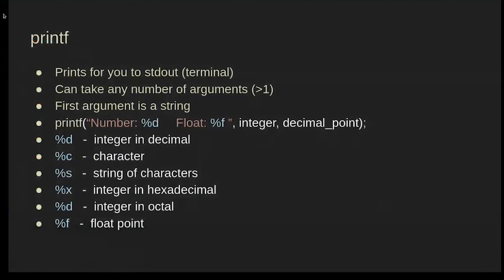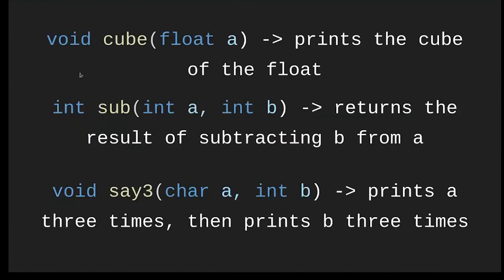I'll do them myself as well, as I said, at the end of the week in a separate video. The first one, a void cube, which takes a float a. So what this function should do is print the cube of the float. So for example, if you call cube 3 on the terminal, it should print 9. It shouldn't return anything. The printing should be done inside the cube function itself.